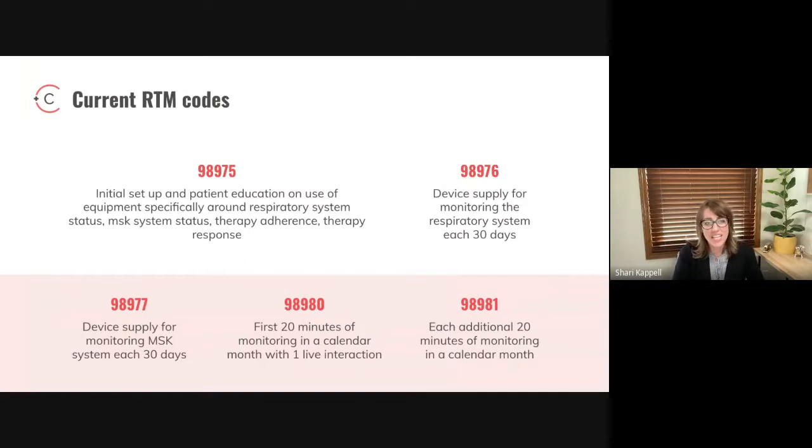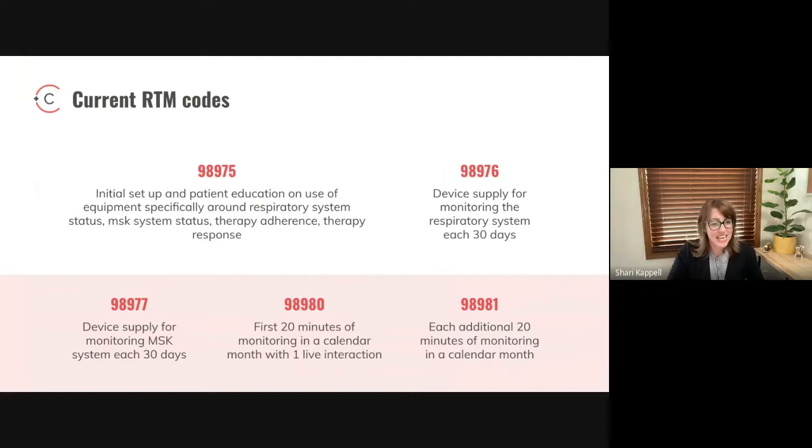Sure. So RTM stands for remote therapeutic monitoring. It's a little different from RPM, which is physiological monitoring. So the current codes for RTM, the therapeutic side, are 98975. That's the initial setup, patient education on use of equipment, specifically around the respiratory system, musculoskeletal system, therapy adherence, and therapy response. The 98976 is the device supply for monitoring the respiratory system for 30 days. The 98977 is the device supply for monitoring the musculoskeletal system each 30 days.